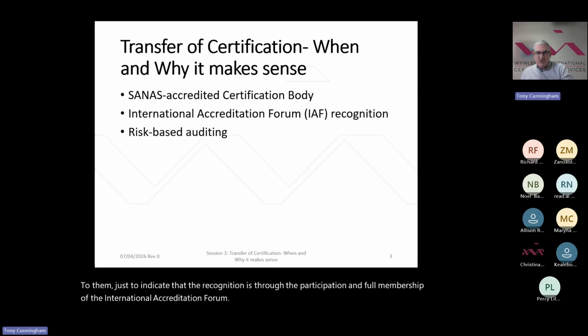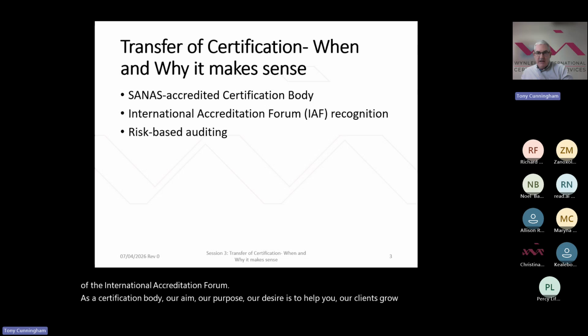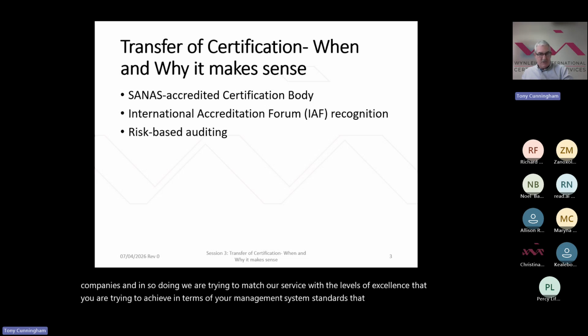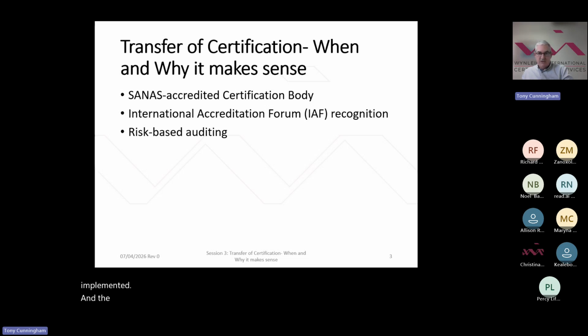As a certification body, our aim, our purpose, our desire is to help you, our clients, grow great companies. And in so doing, we are trying to match our service with the levels of excellence that you are trying to achieve in terms of your management system standards that you've implemented and the business processes that comply to those.